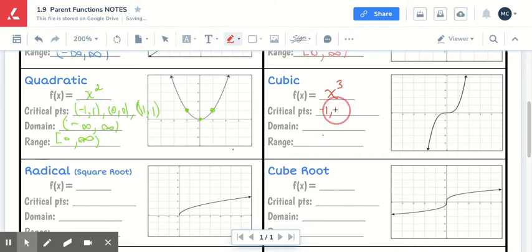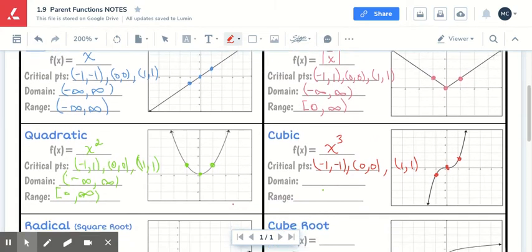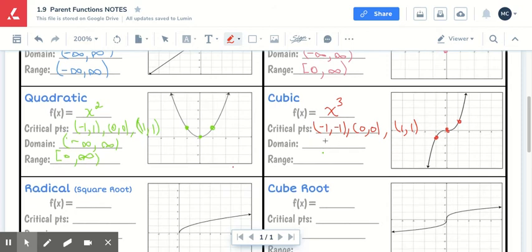Critical points on this one are (-1, -1), (0, 0), and (1, 1). And I'll plot those also. Those are the same three critical points as there were on the linear parent function over there on the left. But again, the shape of the graph is very different. The domain for this one is -infinity to infinity. And the range is also -infinity to infinity. So all real numbers for domain and range on this one.